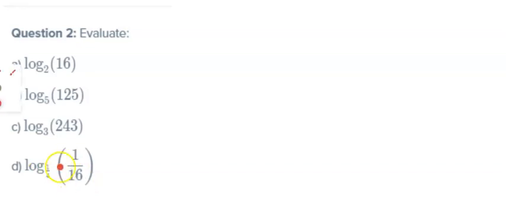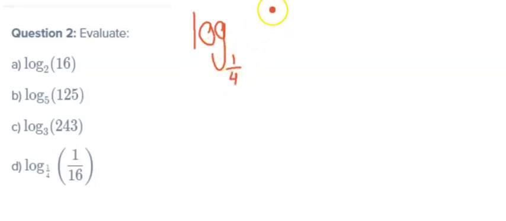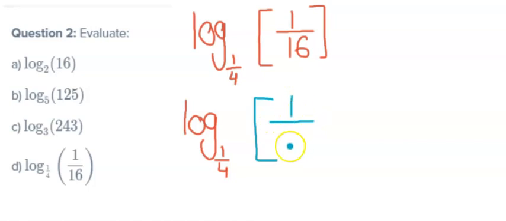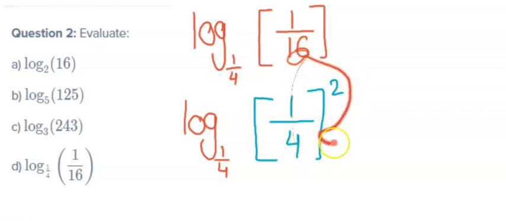Let's say we got this question, the last one. I got the log with base 1 over 4, and here I got 1 over 16. I need to convert 1 over 16 into 1 over 4 so it looks like the base. So I can write 1 over 16 as 1 over 4 squared, because if I square the 1, that's 1, and if I square the 4, that's 16. So that's the same thing.